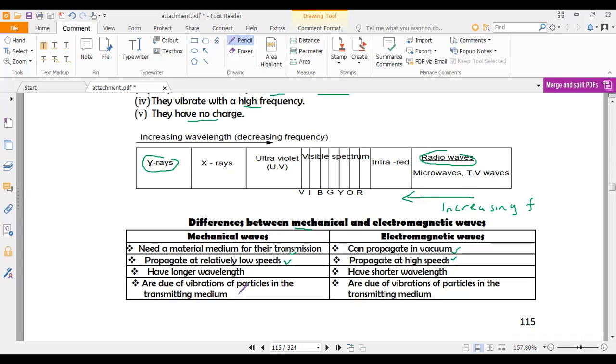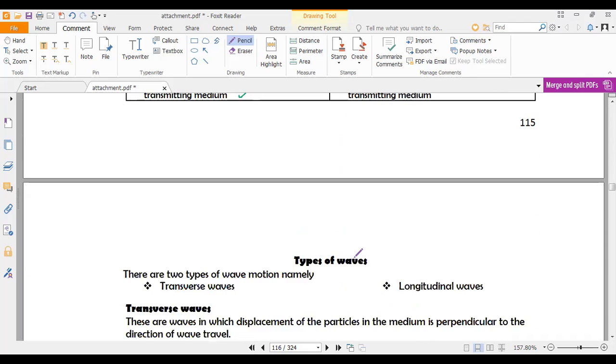Then they are due to vibration of particles in the transmitting medium, whereas the electromagnetic waves are caused by disturbances of the magnetic and electric fields. These ones have a longer wavelength, whereas electromagnetic waves have a shorter wavelength.